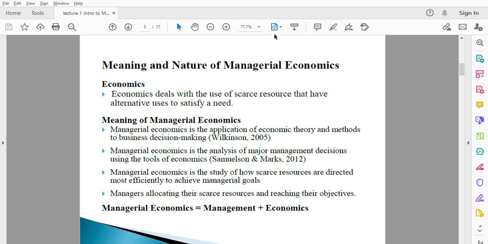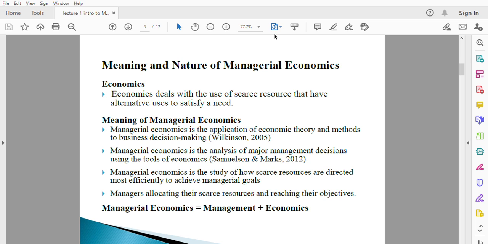So let's look at the definition or meaning of managerial economics. Managerial economics consists of two words, managerial and economics. And I believe you've done economics before in your first year. So what is economics? Economics is the use of scarce resources that have alternative uses to satisfy a need. So if there is scarcity of resources, and the scarce resources available have alternative uses, and you use them to satisfy a need, you are doing economics, or you have employed economics in that regard.